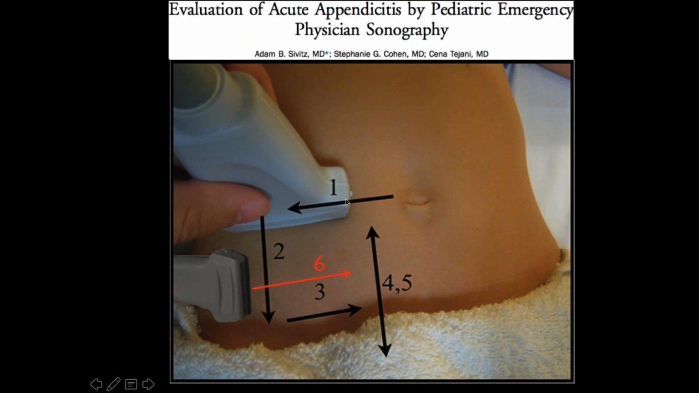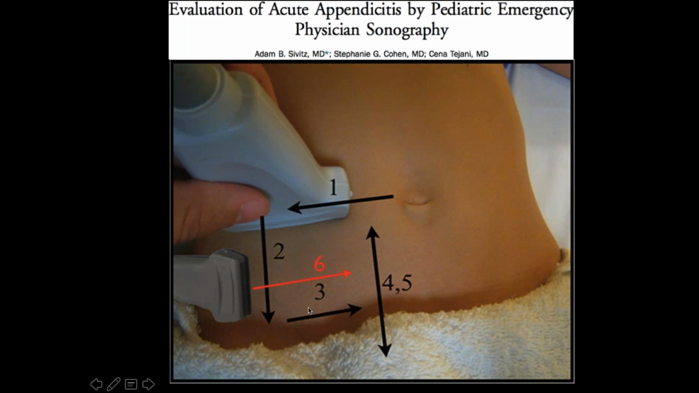Essentially, you're going to use the linear transducer. The indicator marker is going to be on the right hand of that patient, so around here, and you're going to start off in the transverse orientation. You're going to slide from the umbilicus, from medial to a lateral position. Try to get that ascending colon. Once you find it and you're happy that you are on colon, you can come down the ascending colon. You're going to track that down all the way to the cecum.